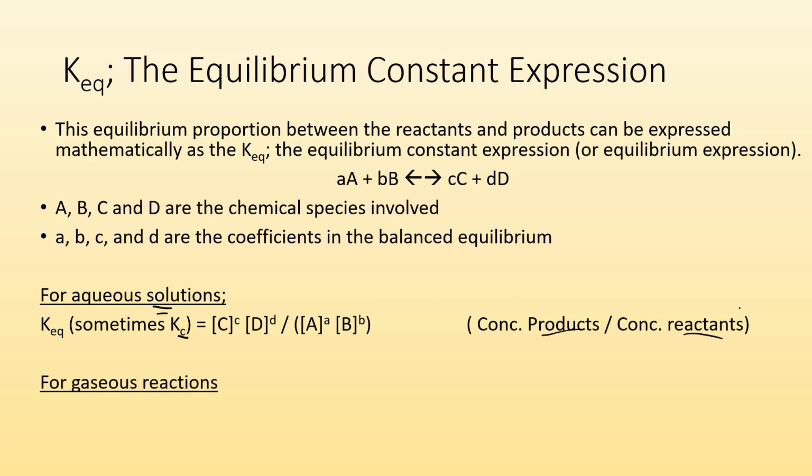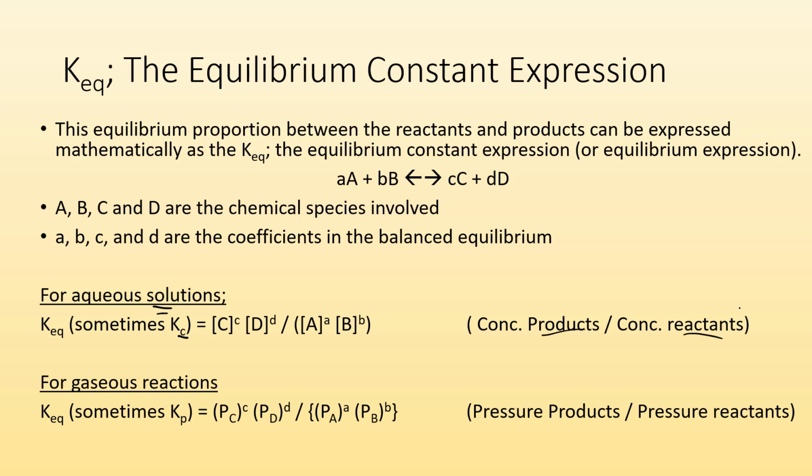Now for gases, instead of using concentration, it's usually pressure that we use, right? So it's KEQ. Sometimes it's referred to as KP to specify that we're using the pressure. It's the same idea, but instead of using concentrations, we're using pressure. So it's the pressure of product C to the power of the coefficient, etc., etc. Right? So just take a look at that. Hopefully it doesn't scare you.